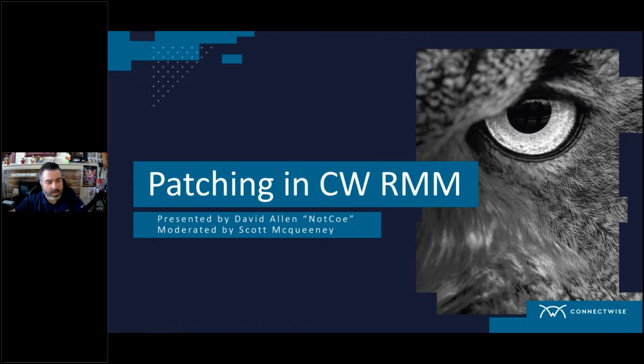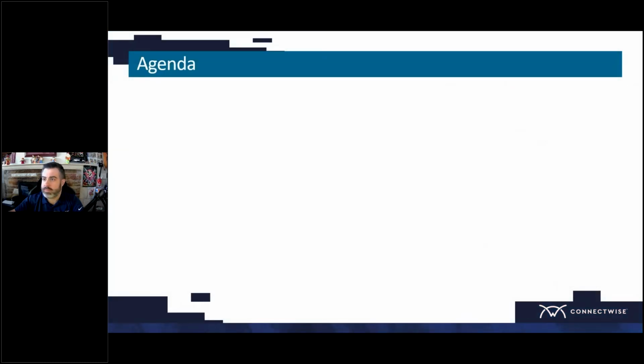All right. So yes, I am David Allen, not Co, and we're going to be talking about patching in CW, or Connectwise RMM, today. Let's go ahead and take a look at today's agenda. First up, we have patch approvals and exclusions. We're going to be looking at the patch approvals page and our exclusions page and take a brief look at what there is to approve and how to do it, and then looking at our exclusions and how to create an exclusion for maybe those one-offs that you have out there.